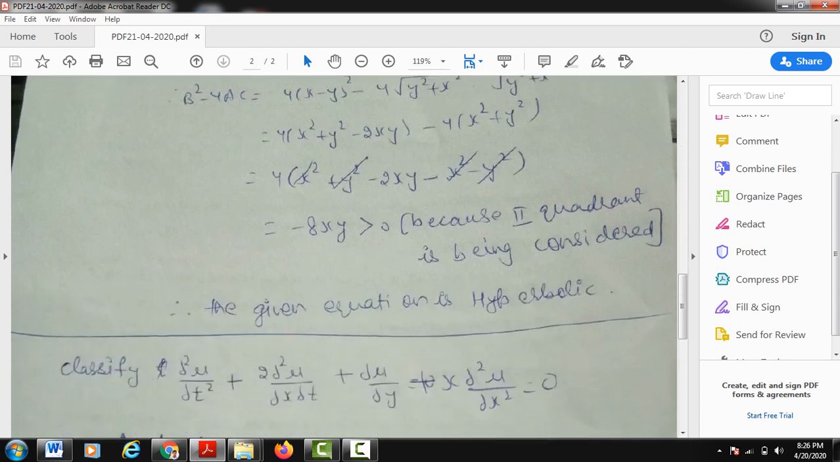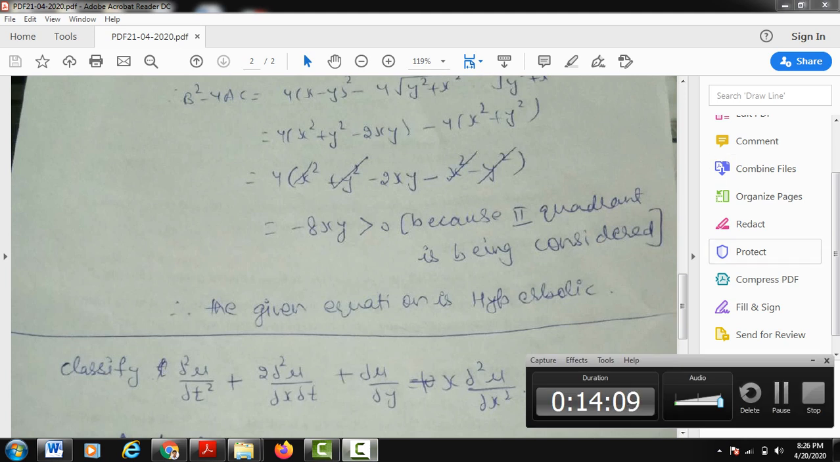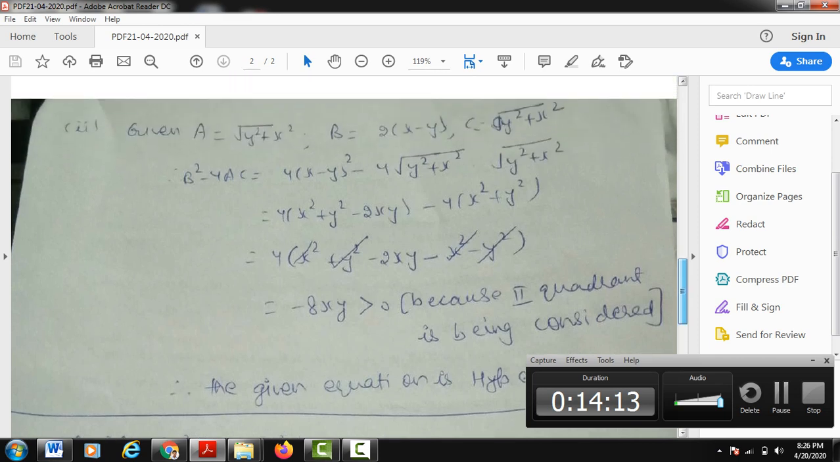And if the first quadrant is considered, where x and y are both positive, then the factor b square minus 4ac will be minus 8, that is negative, so the equation will be elliptic. Okay, so just think of all these cases, what are the possible cases that it could be.